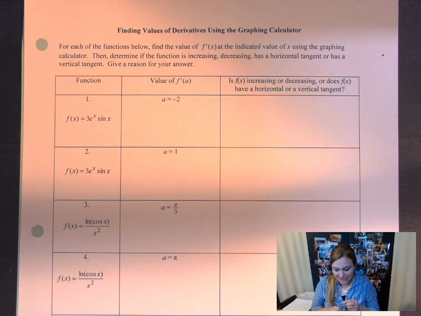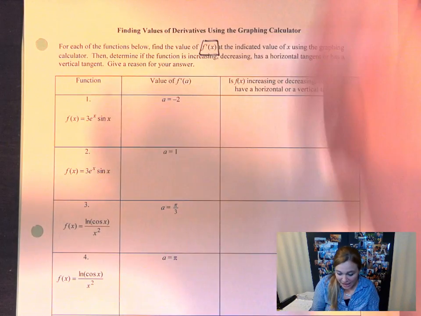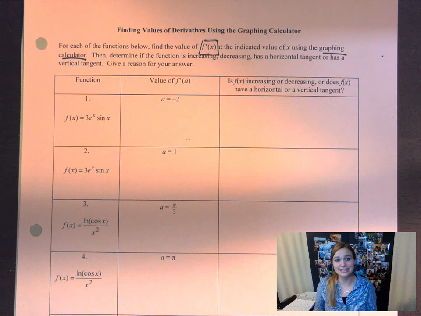So in this one, it says find the values of f prime at the indicated values, and it's by using a graphing calculator. So I'm going to show you how to do that. And yes, it's still important that you know how to find derivatives, but there are certain instances where it can be quicker and just as good to find derivatives using your calculator. You won't find the function, but you can find a derivative at a specific point.